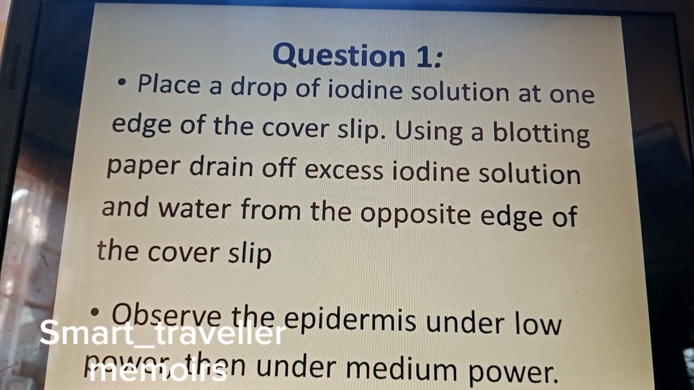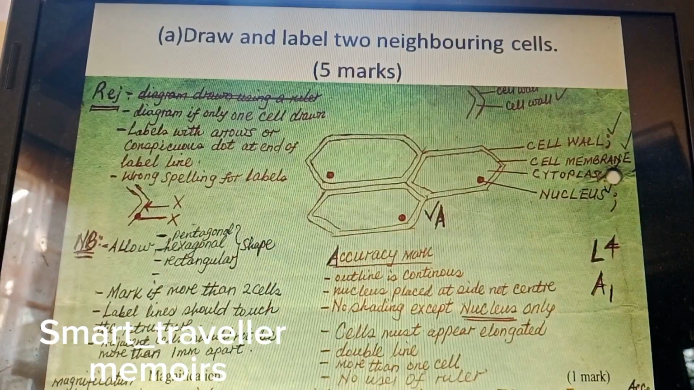So in this question, you had been provided with a microscope with low power and medium power. You are told, part A, draw and label 2 neighboring cells, and you are being given 5 marks. So you can see now how the marking was done, and you can also see the drawing of the 2 cells, at least 2 neighboring cells. All right.